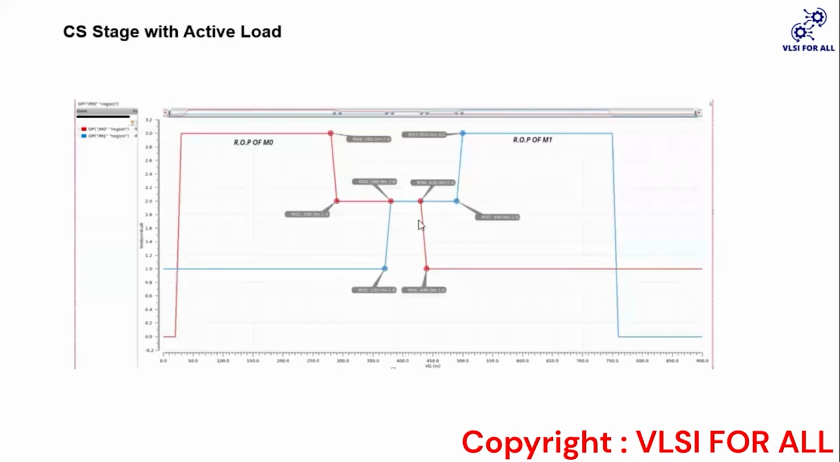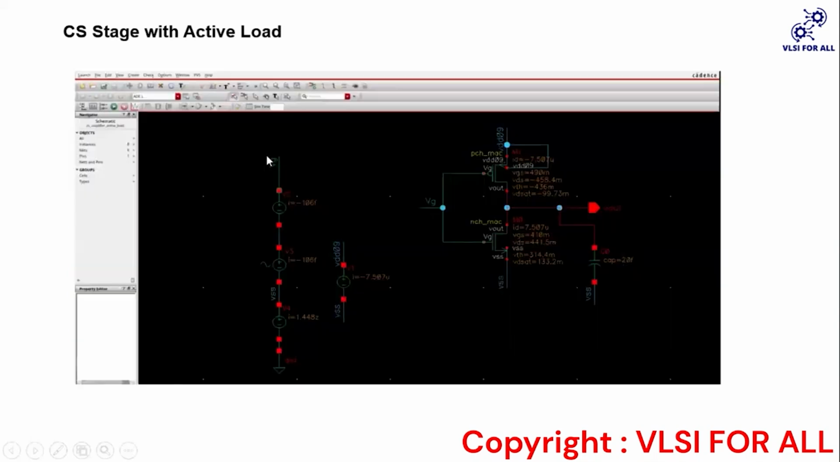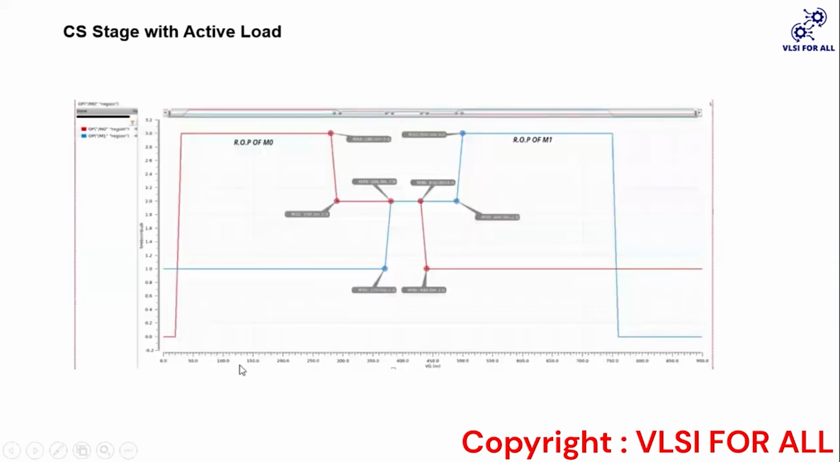So here, as you see the region of operation of M0 and M1, we can see this NMOS is M0 and PMOS is M1. We can see the variation when we are varying this voltage VB, how this region of operation is going to be affected. Both NMOS and PMOS will be in saturation when the voltage is between 380 to 430. So our input voltage range will be 380 to 430, because in this voltage range only we are going to use this active common source stage with active load as an amplifier.